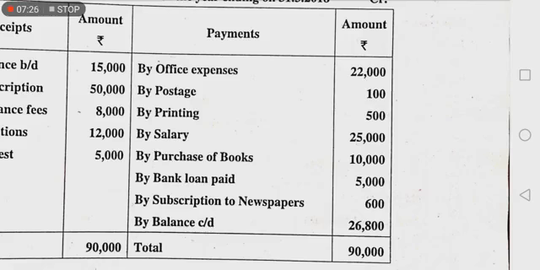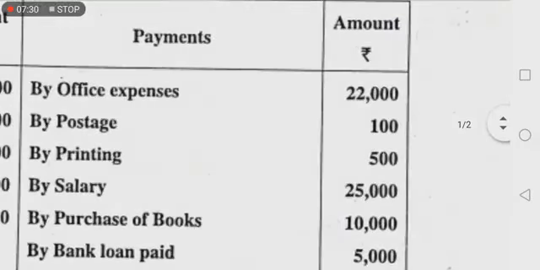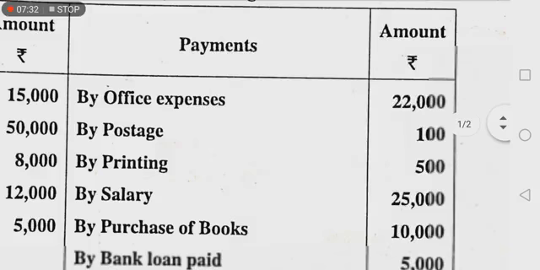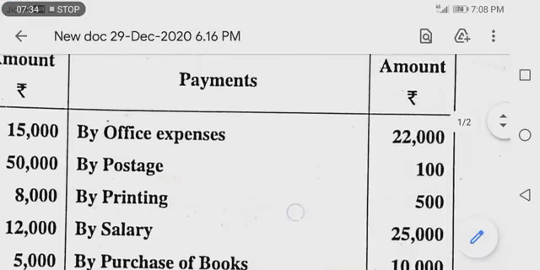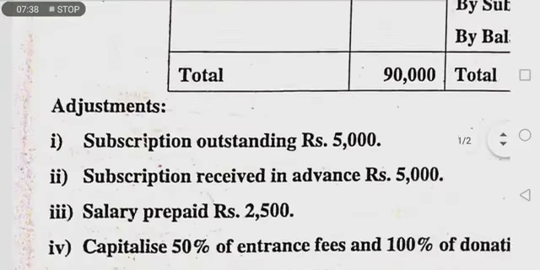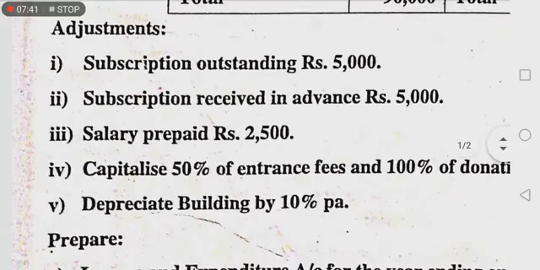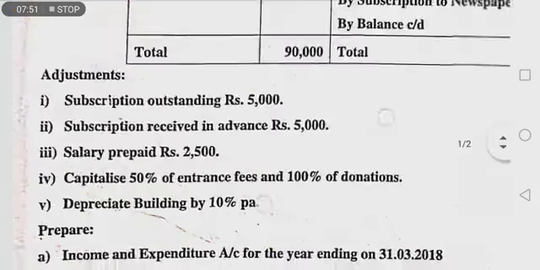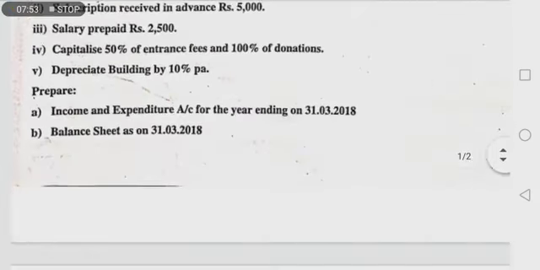At first they have mentioned office expense, amount rupees 22,000. You can see here under the payment side they have given office expense, that is 22,000. Now you just look at the adjustments. Is there any transaction related to office expense? Just look at all the 5 transactions. There is no transaction related to office expense. Now you directly move towards the income and expenditure account.